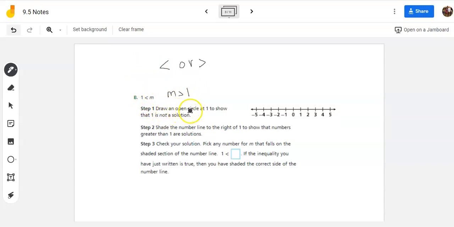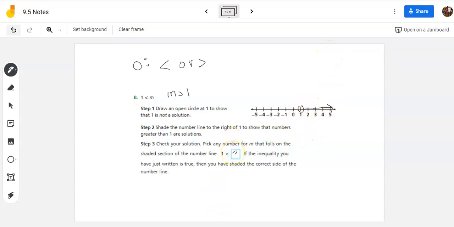So step 1, we're going to draw an open circle because anytime we have less than or greater than, it needs to be an open circle because we are not including that. So we're looking at 1, open circle. Then we're looking for numbers greater than 1, so we're going this way. And then they just want us to pick a number on here to check to make sure it's good. I'm just going to do 2.